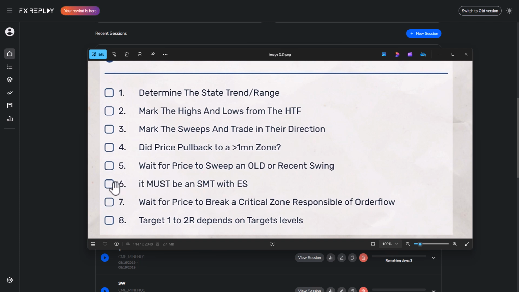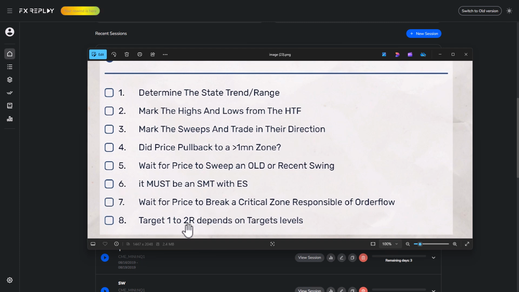And then comes the condition which I didn't really use for a whole year, but after I added it, the performance of the strategy improved, which is that we need an SMT with ES. We will see how that looks again in the backtesting session. And then wait for price to break a critical zone responsible for order flow. I talked about this one a lot, and I made a special video to identify this critical zone. This is also a very important step.